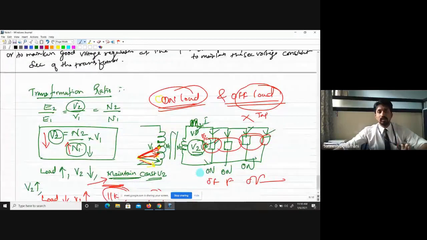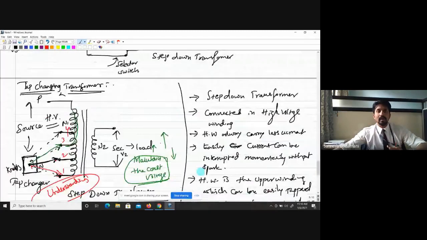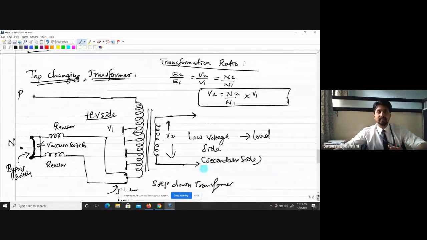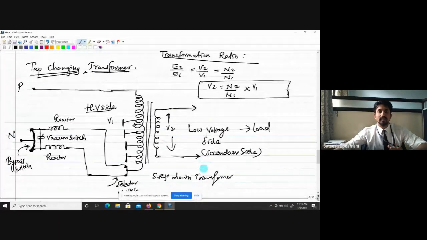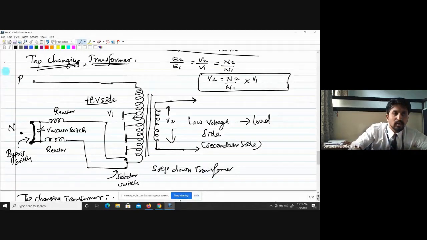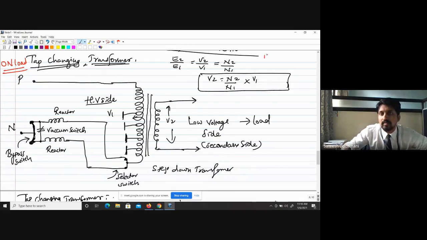Okay, now I will show you that exact diagram. This is the exact diagram of a tap changing transformer, and I can write here, on load tap changing transformer. There are two types of tap changing transformers: the on load tap changing transformer, and the off load tap changing transformer.